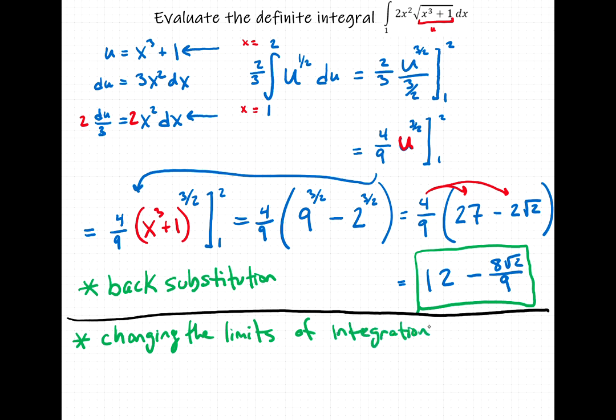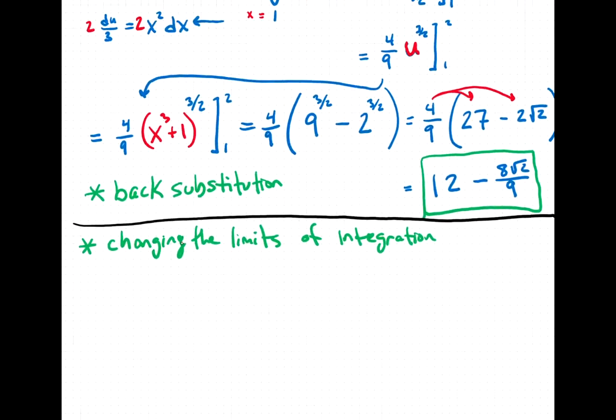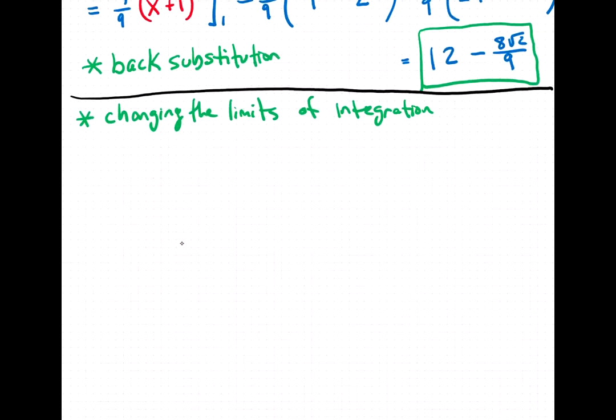Now, the whole reason that we had to back substitute was because our limits were x's and our variable was u, so they didn't match up. So we had to go back to x's, which we did down here in red. Now let's solve the problem again using, instead of back substituting, changing our limits of integration. It's probably a good idea to watch this so you can compare the two methods.